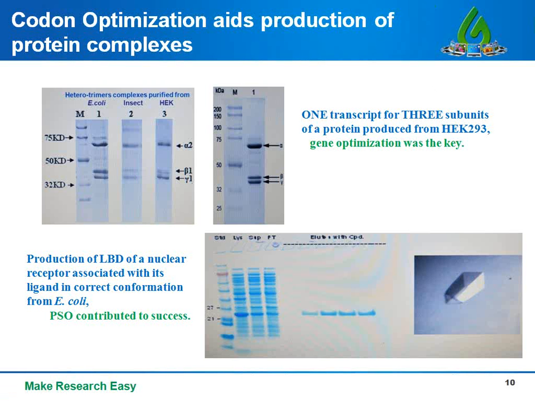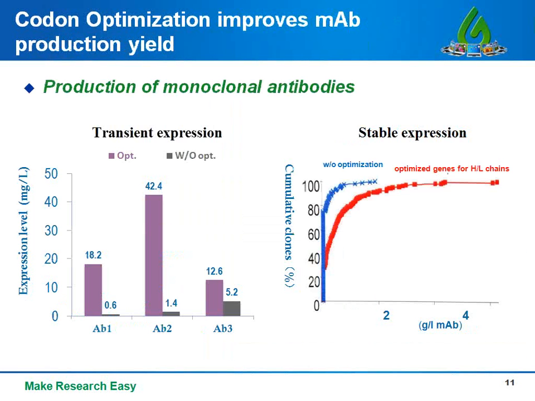We also often get requests to express protein complexes for crystallography studies. So here's an example of production of the ligand binding domain of a nuclear receptor associated with its ligand in the correct conformation, again, after using codon optimization to boost expression in the E. coli host. A final example I want to show is that codon optimization improves monoclonal antibody production in a mammalian expression system.